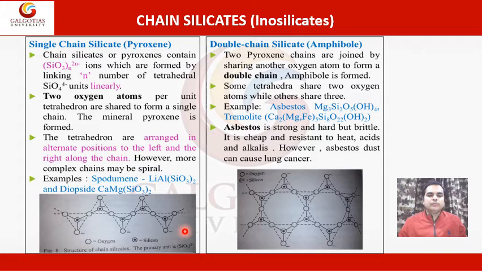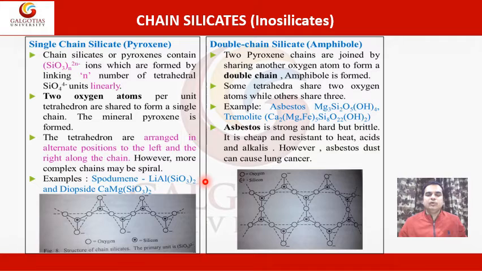However, more complex chains can also be spiral. Examples of single chain silicates are spodumene, having formula LiAlSi2O6, and diopside, which has the chemical formula CaMgSi2O6. Now let us discuss what double chain silicates are.